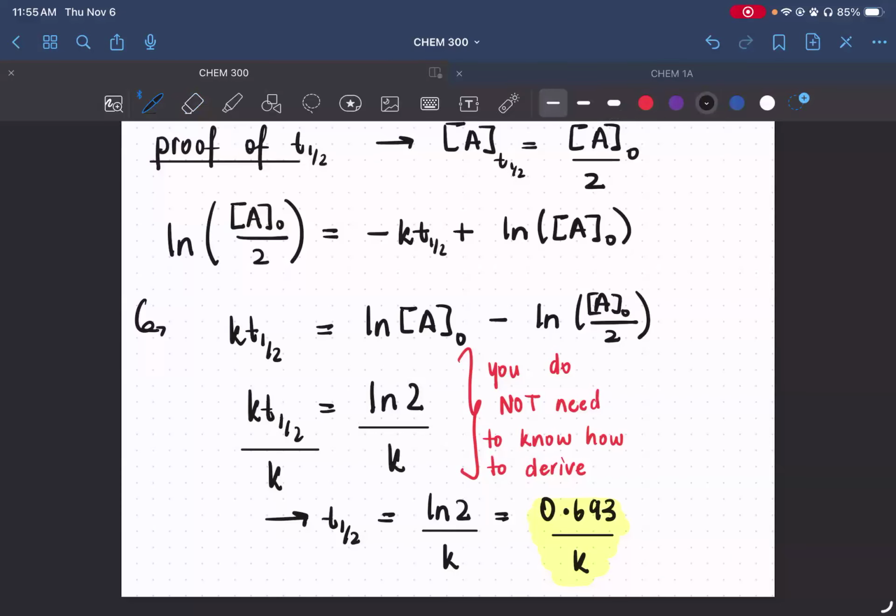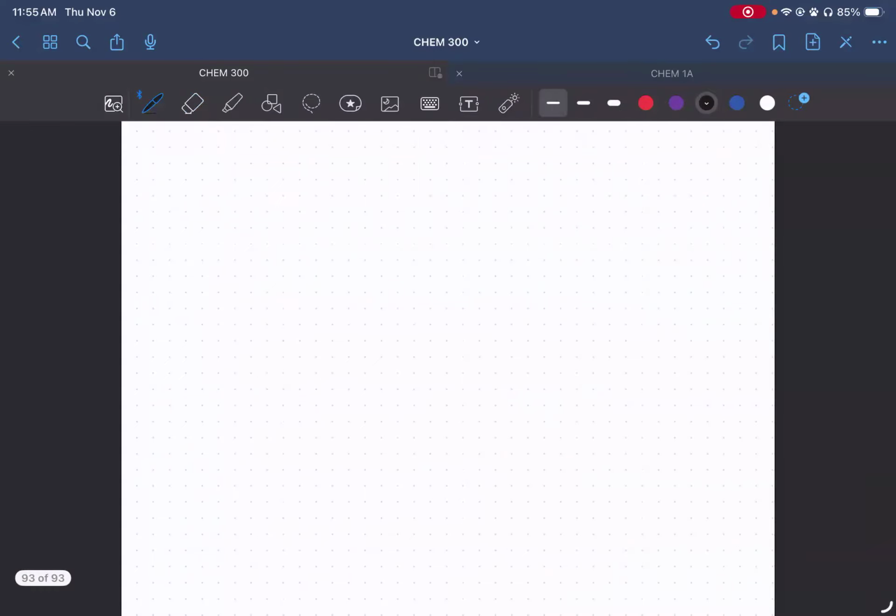So just as before, you do not need to know how to do this derivation, meaning I'm not going to ask you on an exam to derive it. But you will be asked questions where you'll be using the half-life or calculating the half-life. It's important you understand where that equation comes from. Next up is second order.